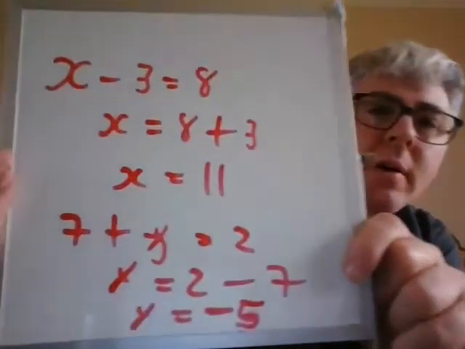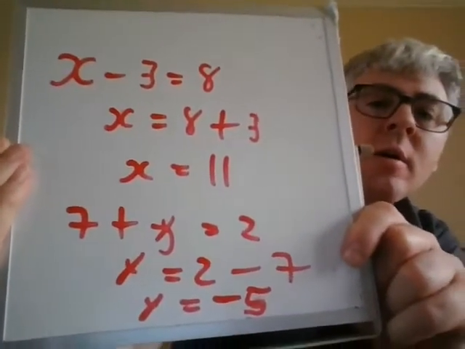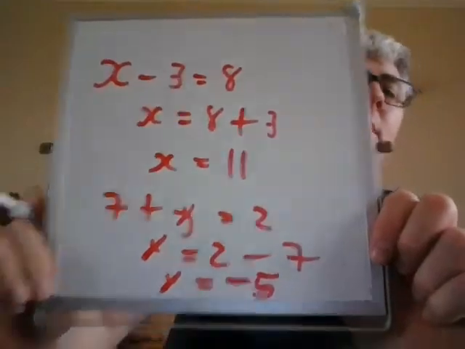Just written out those there quickly for you to see. So x minus 3 equals 8. x equals 8 plus 3. x equals 11. 7 plus y equals 2. y equals 2 minus 7. y equals minus 5. Yeah, it's a minus 5 there.